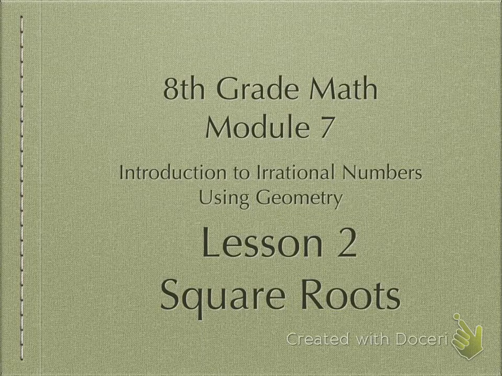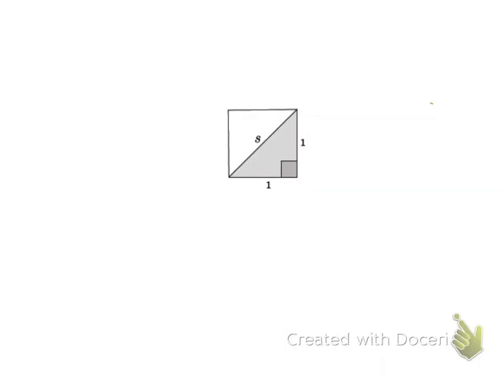Okay, lesson 2 of Module 7. This lesson is called Square Roots, and it's part of this larger module about irrational numbers. In this lesson, we're going to place square roots of numbers that aren't perfect squares on the number line and hopefully gain some more understanding, and also be introduced to some different symbols that some of you may not have seen, others of you may have already seen.